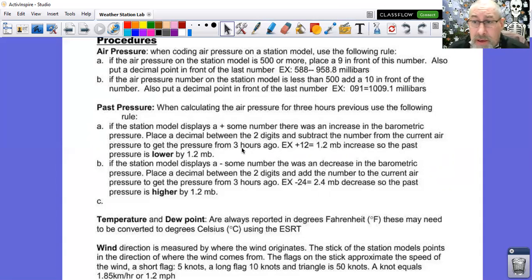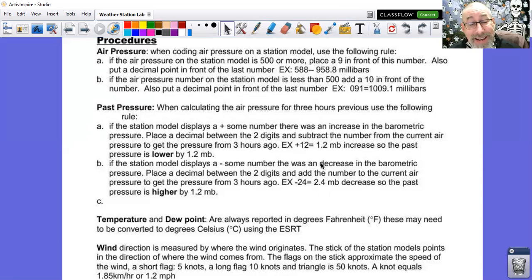So for example, if we have the symbol of plus 12 as our trend, and we want to know what it was 3 hours ago, that 12 is actually representing 1.2 millibars. So we have to subtract 1.2 millibars from our actual air pressure value. So let's say our air pressure value was 958.8 millibars. I would subtract that 1.2 from that, and that would give me what the pressure was 3 hours ago.